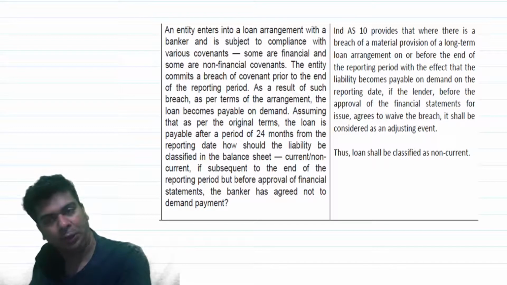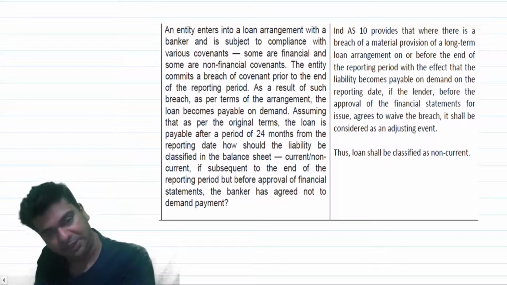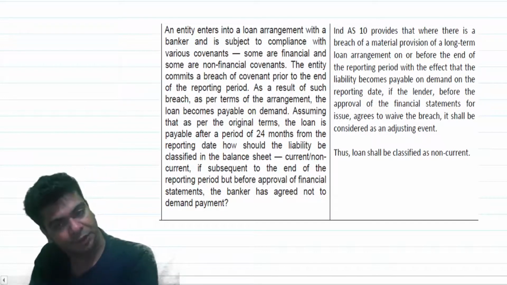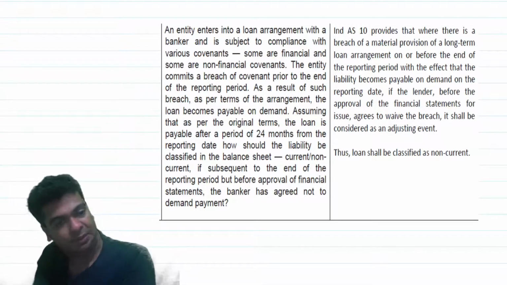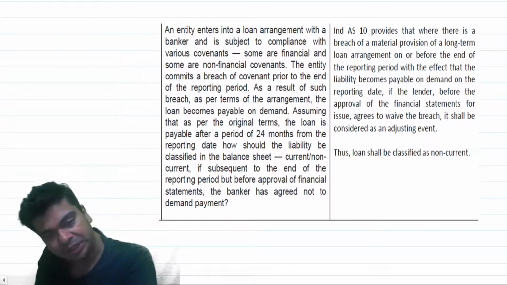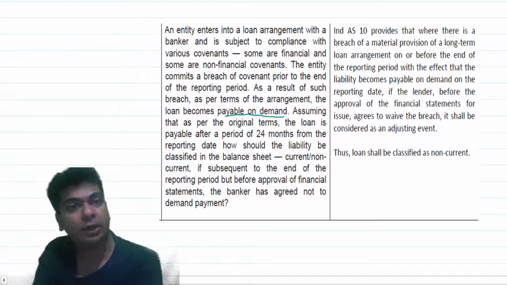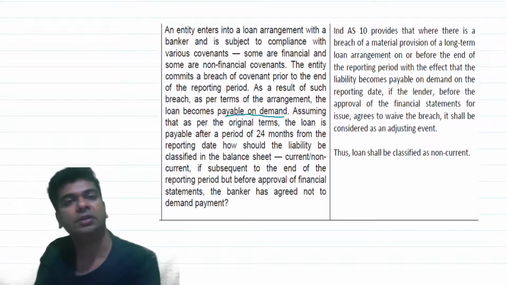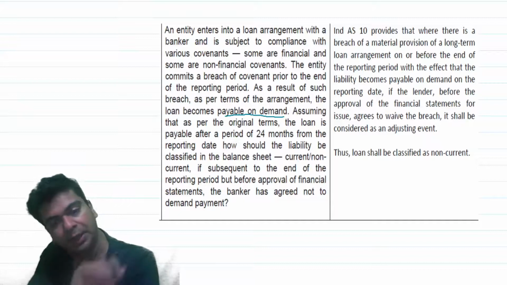An entity enters into a loan arrangement with a banker and is subject to compliance with various covenants. Some are financial and some are non-financial covenants. Understand covenants as terms and conditions. The entity commits a breach of a covenant prior to the end of the reporting period. As a result of such a breach, as per the terms of the arrangement, the loan becomes payable on demand. If the loan has become payable on demand, that means if you are preparing the balance sheet on the reporting date, you should be showing this as a current liability.